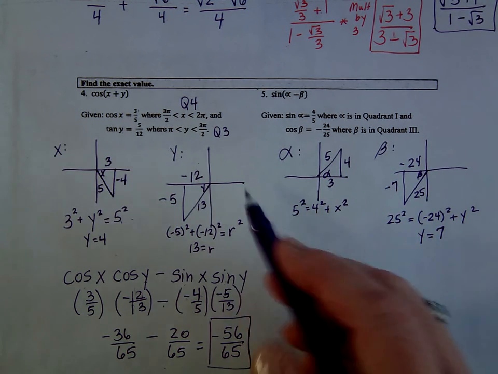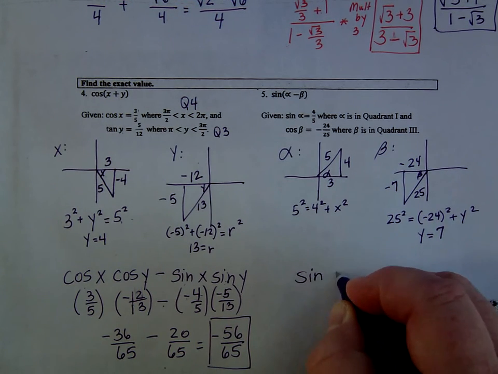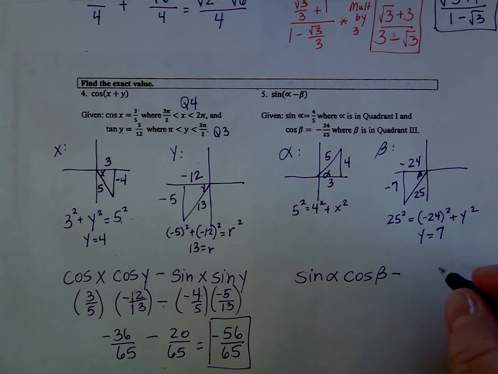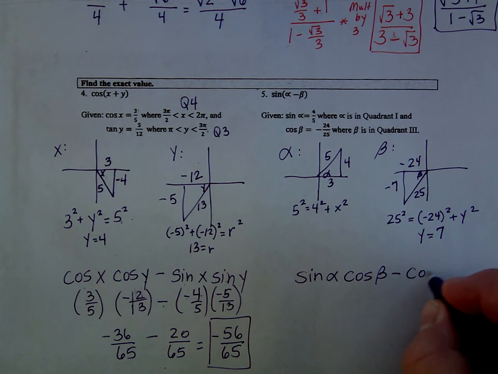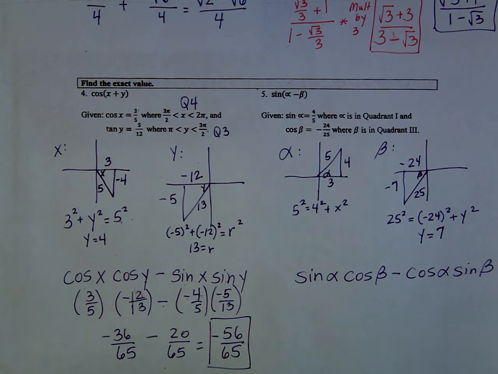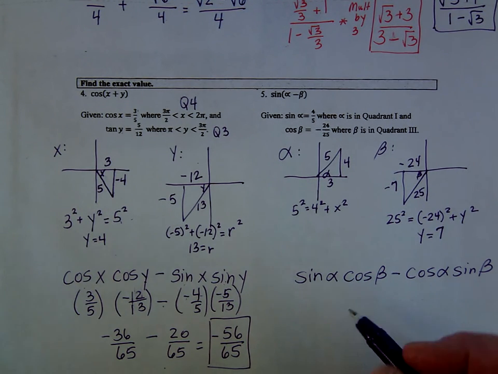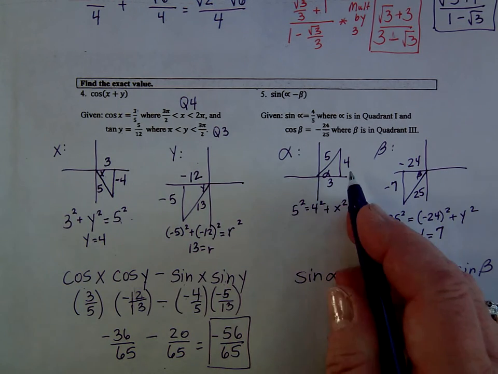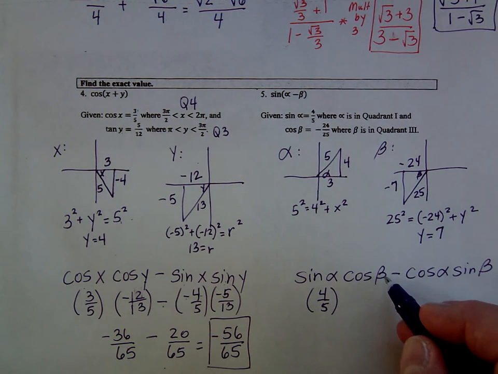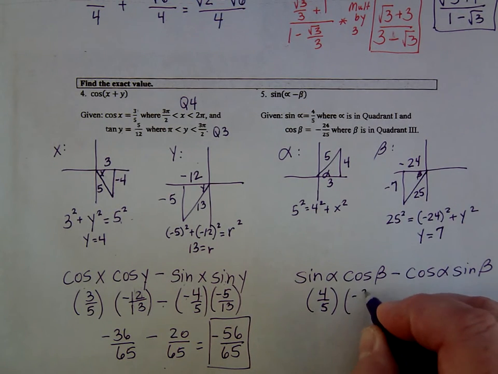Now you go back and expand. Sine of alpha minus beta. That's going to be sine of alpha, cosine of beta. Keep the same sign in the middle, so it's minus cosine of alpha, sine of beta. All right, fill it in. Go to the alpha triangle, figure out the sine. Sine is opposite over hypotenuse, so this guy's a 4/5. Cosine of beta, go to the beta triangle. Cosine is adjacent over hypotenuse, negative 24/25.